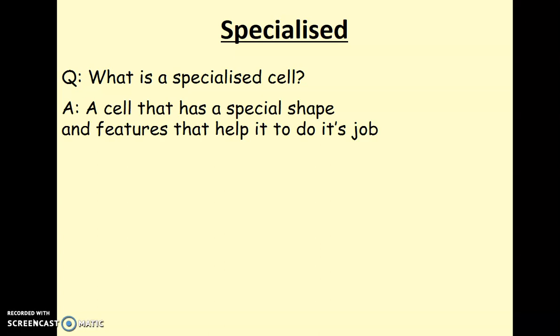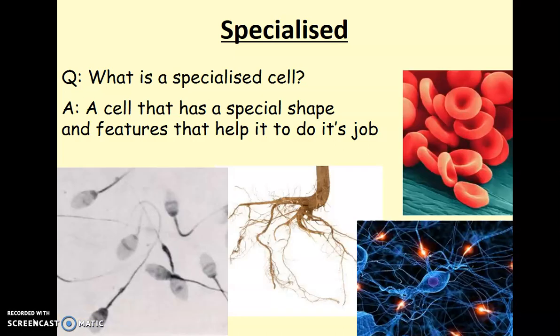Okay, so hopefully you've got something that's similar to this. So it's a cell that has a special shape and features that help it to do its job. Now you could have wrote down an example of a specialised cell, which would be absolutely perfect. So any of these that have been shown to you now that you can see, you've got a red blood cell, you've got a nerve cell, you've got a root hair cell, and you've got a sperm cell. So it's not just in an animal cell that you have specialised cells. It can be in a plant, it can be in an animal as well.